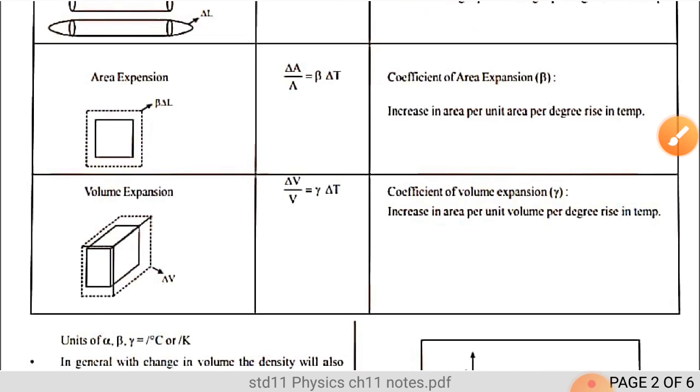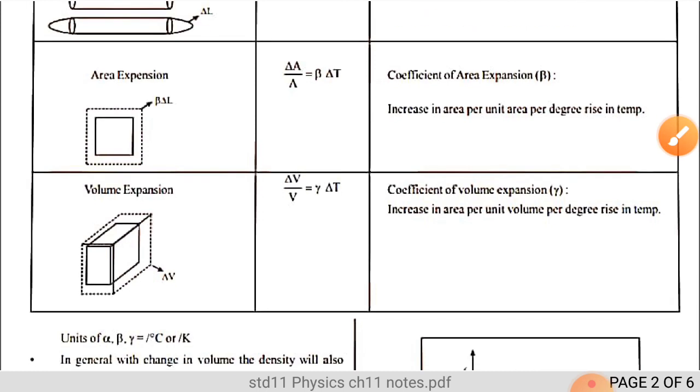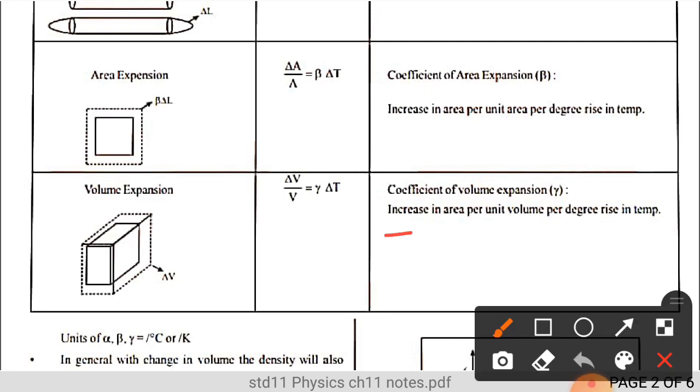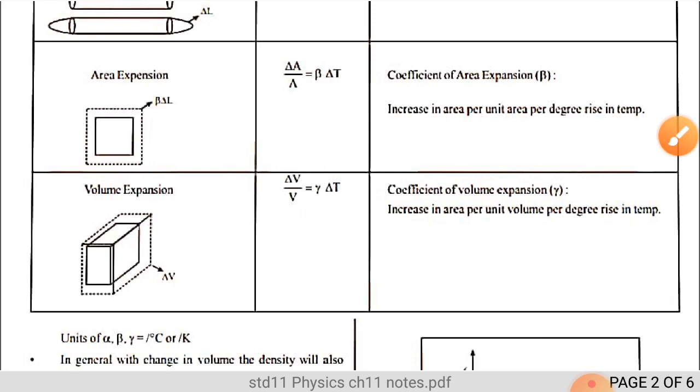And then the third is volume expansion. Volume is in 3 dimensions. So it is the increase in volume per unit volume per degree rise in temperature. For volume, delta V upon V is like a volume strain. Delta A upon A is somewhat like shearing strain, and before that, delta L upon L is like longitudinal strain. So gamma here is the coefficient of volume expansion, and delta T is the rise in temperature, meaning the change in temperature.